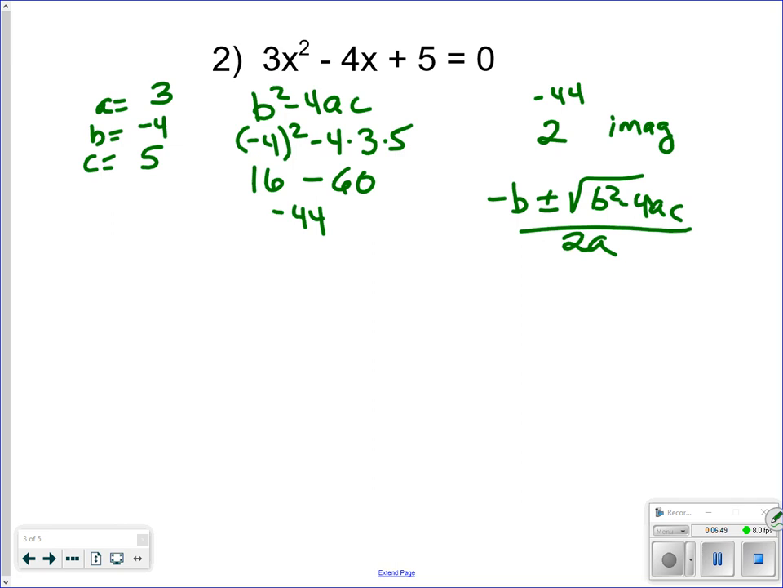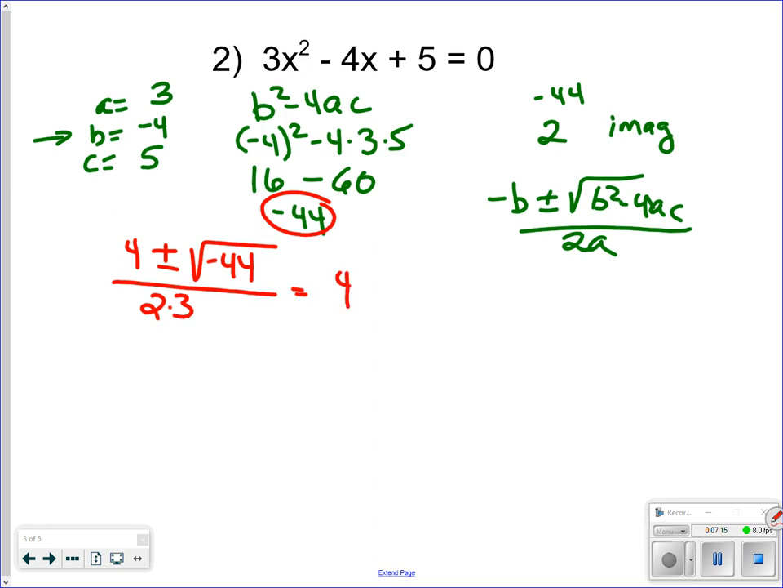So I need the opposite of B. My B number up here is negative 4. I need the opposite of negative 4. 4 plus minus square root of. Now, what did we just get for the discriminant? Negative 44. Put negative 44 under there. Over 2 times your A number, 3. 4 plus minus. Now, underneath that radical, we've got a negative 44.